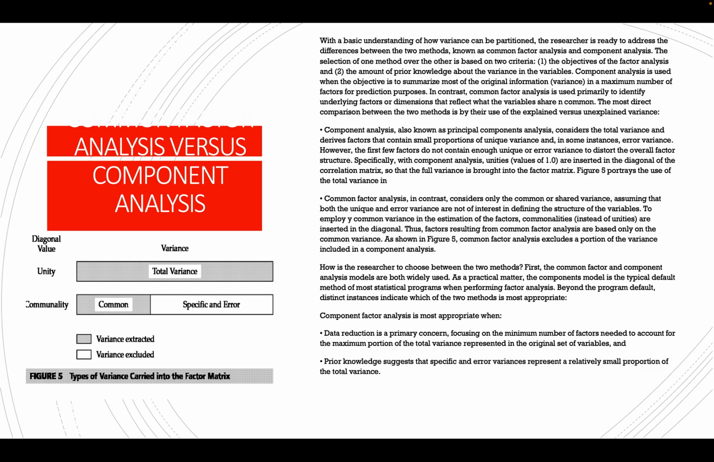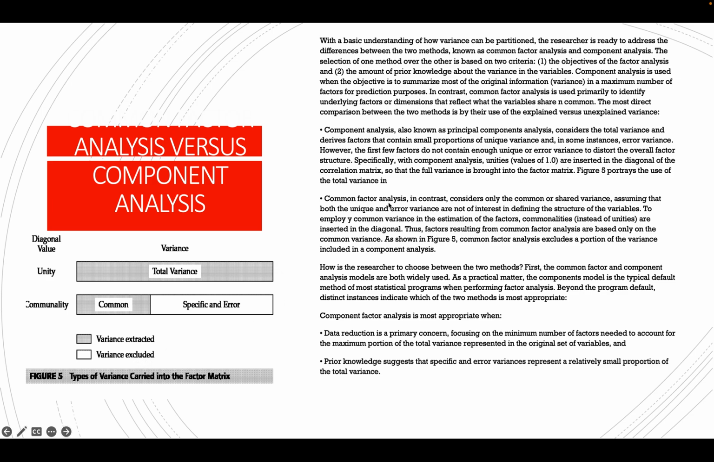Figure 5 portrays the use of the total variance, and here is Figure 5. Here is the diagonal value: unity, total variance. Communality, common, specific, and error variance. Here is the variance extracted and the variance excluded.